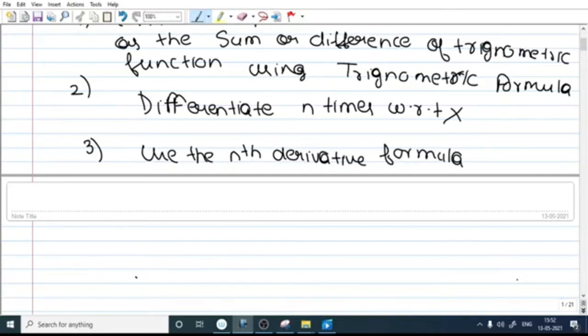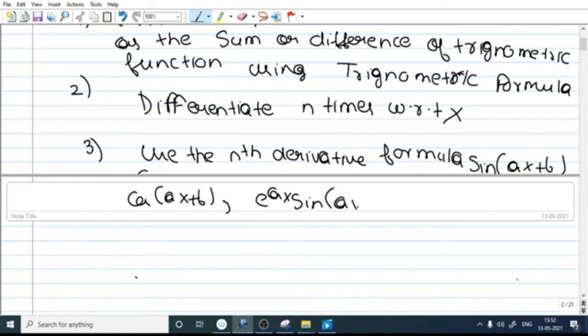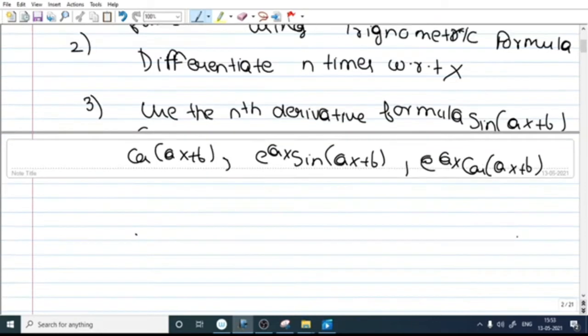What type of formula will be used here? It will be either the formula of sin(ax + b), or cos(ax + b), or e^(ax) sin(ax + b), or e^(ax) cos(ax + b). This is the type of formula you have to use after converting the product into a difference and differentiating. Now before starting, I want to revise the trigonometric formulas which you studied in class 10th, 11th and 12th.